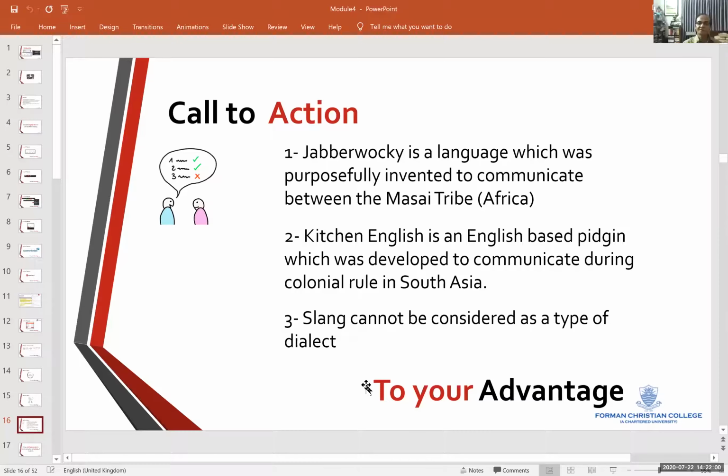Excellent, excellent. So thank you so much, Dr. Waseem and Musarat ma'am. Jabberwocky, as they told us, is an actual gibberish language, but it's not related to the Maasai tribe. But the kitchen English and slang part, that's absolutely true. It has been used, and it's a very valid point or points for English linguistics, basically.